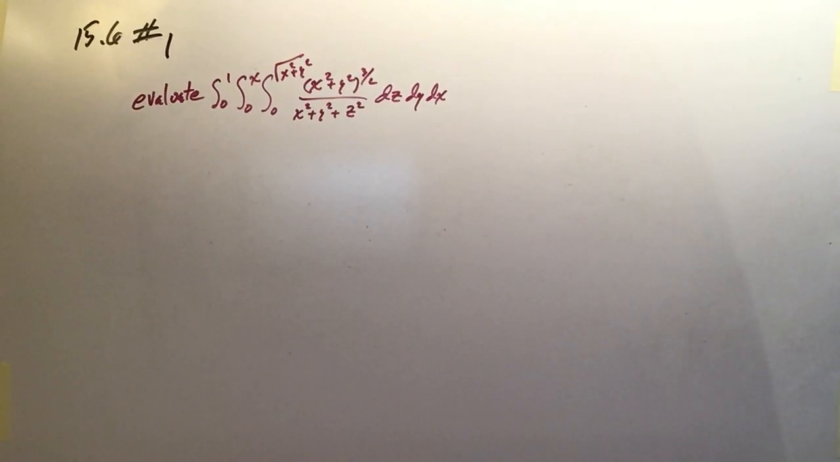Okay, this is sample problem 15.6, number 1. In this section, we're looking at converting triple integrals into cylindrical and spherical coordinates. The cylindrical ones aren't too bad because we've been working quite a bit with cylindrical coordinates, and we'll cross the bridge of spherical coordinates when we get there.